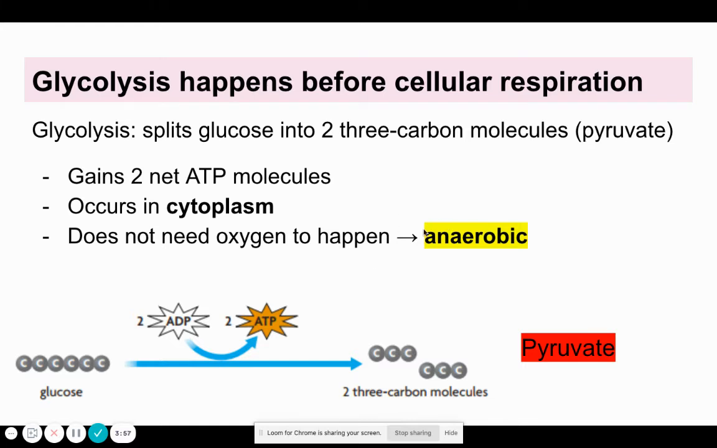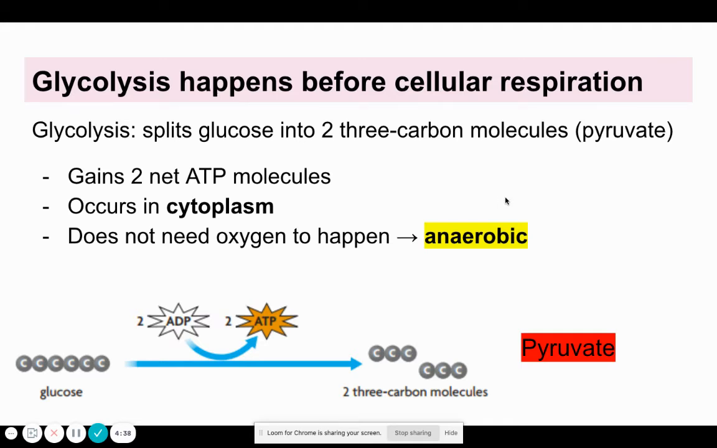If we add the prefix "an" in front of the term aerobic, it means not. So the prefix "an" means not. So anaerobic will then mean not aerobic. In other words, does not require oxygen. So glycolysis, which is a step that has to happen before cellular respiration can occur, is an anaerobic process, which means that it does not need any oxygen to take place. So taking glucose, splitting it in half into 2 pyruvate molecules, it's happening in the cytoplasm and it does not require any oxygen to take place.